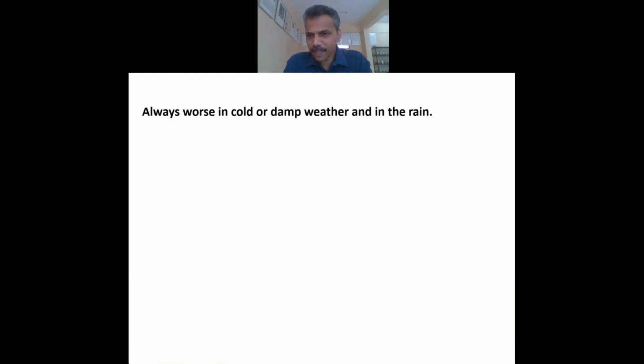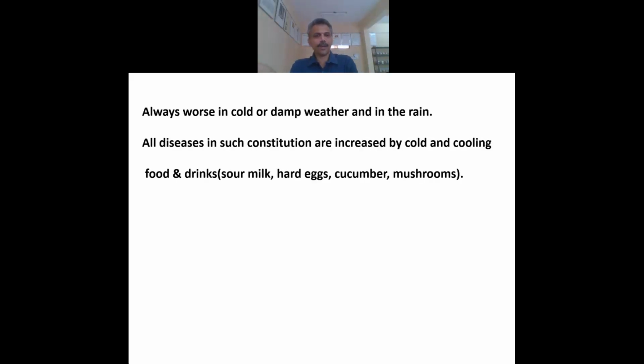And the salient features: they are worse in cold, damp weather and in the rain. The present Bangalore weather. These things we have just discussed. Milk, cucumber, mushroom. These things can increase their complaints.